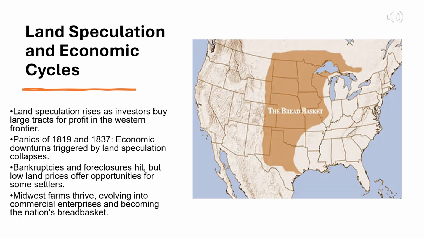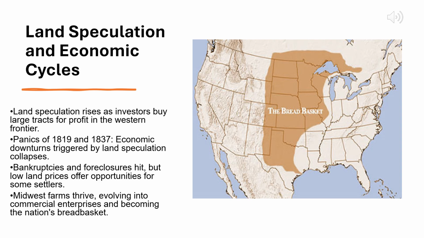The rapid expansion of the Western frontier also led to land speculation, as investors sought to profit from the rising demand for land. Stories of fertile soil in places like Alabama and Mississippi attracted speculators who bought up large tracts of land with the hope of selling them at a profit.